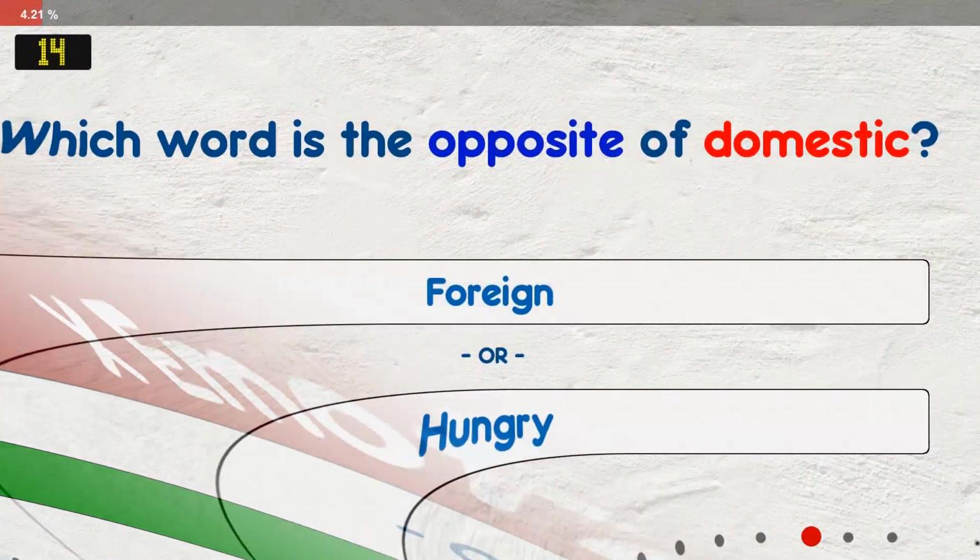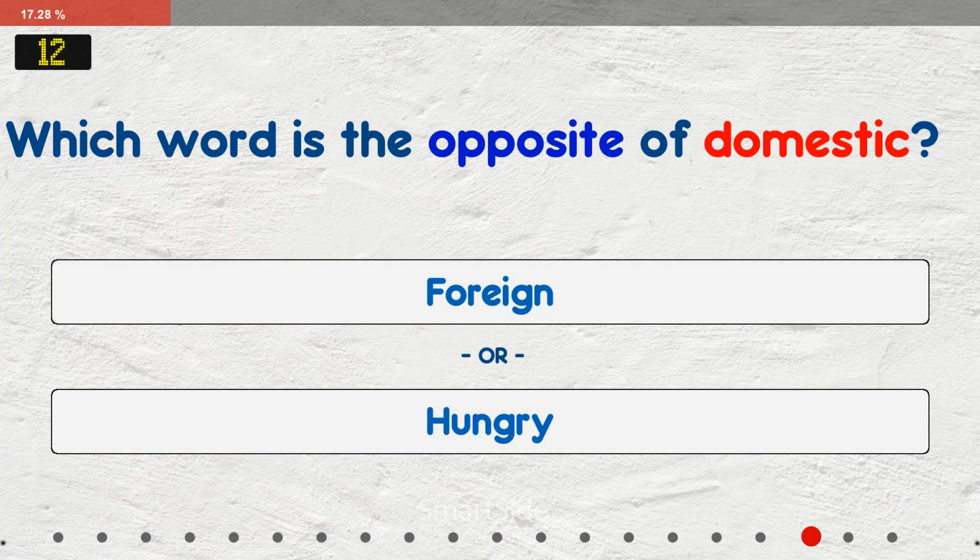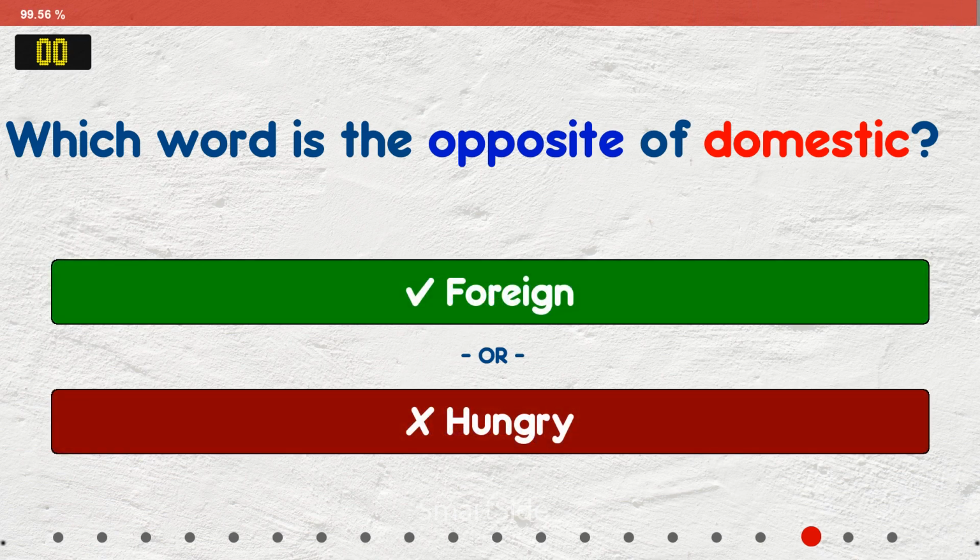Which word is the opposite of domestic? A, foreign. B, hungry. The answer is foreign.